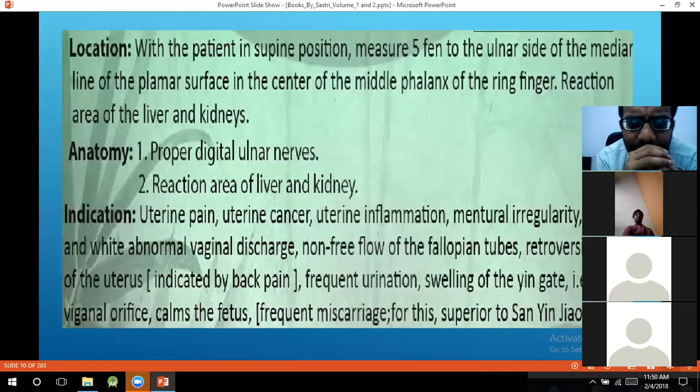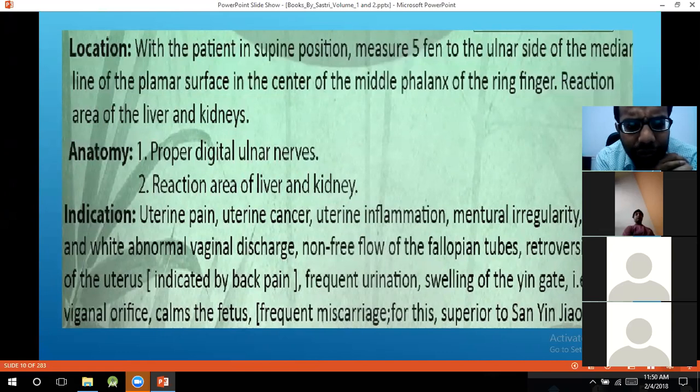Even in uterine cancer, uterine inflammation, it helps with irregular leukorrhea, abnormal vaginal discharge, non-free flow of the fallopian tube, retroversion of the uterus. Yes, especially in diabetic patients, there is frequency of urination, or maybe in UTI infection. You can use this point, and you can combine it with SP6. It gives very good results.